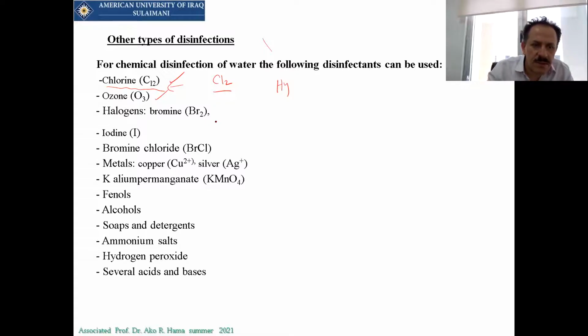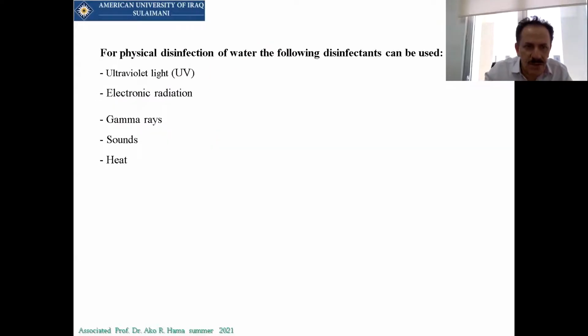Some people are using iodine and barium. There are also other products, halogens and barium, which could be used as a chlorinator or disinfector, but phenols, alcohols, soaps, and detergents, several acids, are all used as disinfection.